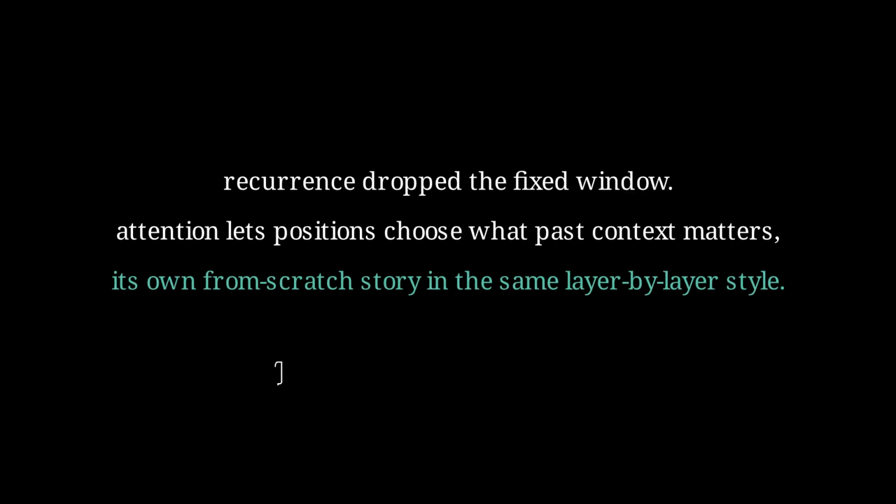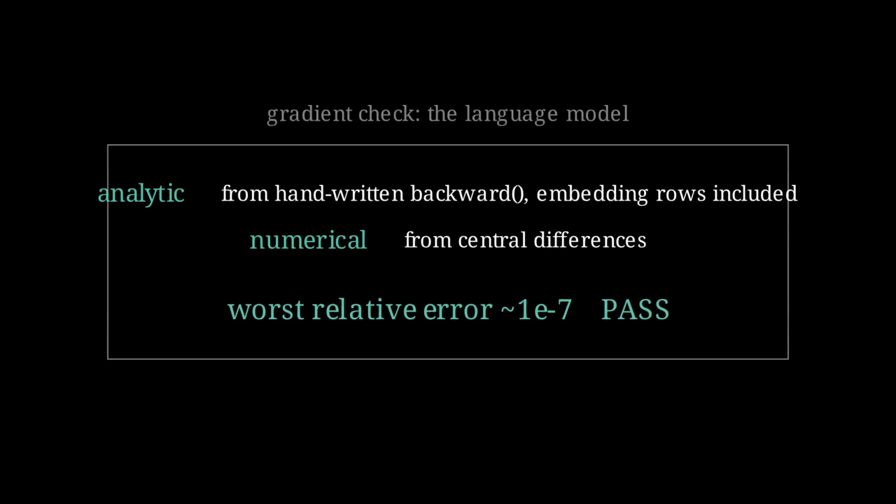Where does it go from here? This model carries only a fixed window, the Markov assumption we welded in. Recurrence already loosened that, letting the past flow through a hidden state instead of a hard cutoff. The next step lets positions choose which past positions matter. That is attention, not just a longer window, but content-dependent access to context. It deserves its own from-scratch story, in the same layer-by-layer style. For now, you have built a real language model, out of parts you understand all the way down.